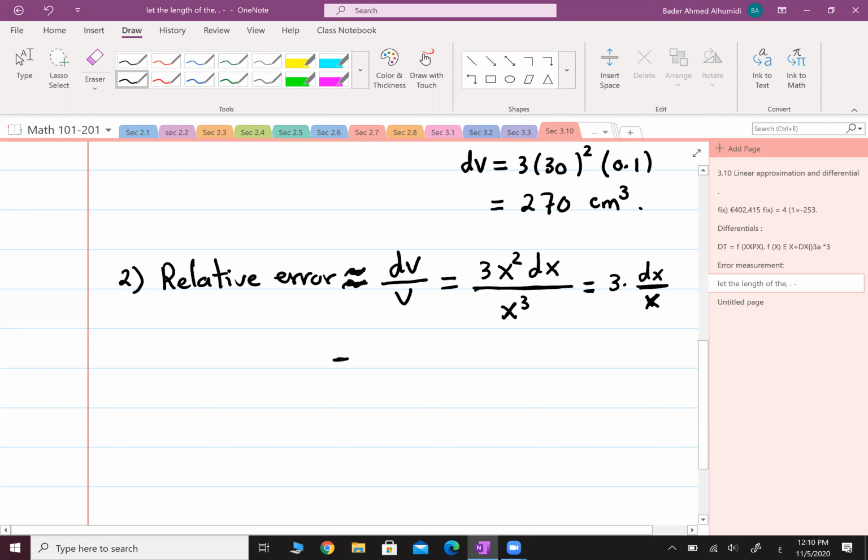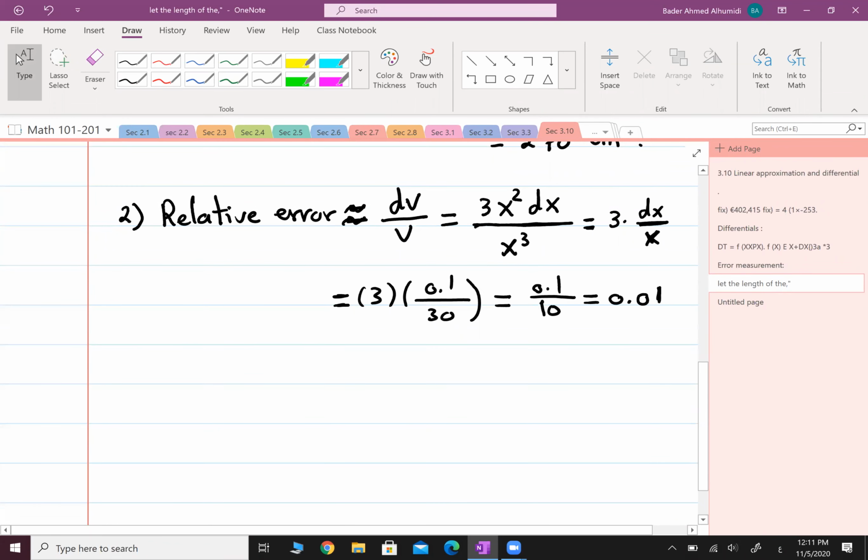But anyhow, we have everything here. So it is 3 times dx, that is 0.1, divided by x, that is 30. So that is equal to 0.1 over 10, if you like, and that is 0.01. The relation between the relative error of the volume and the relative error in the side x is 3 times. Number 3, he said find the percentage error.